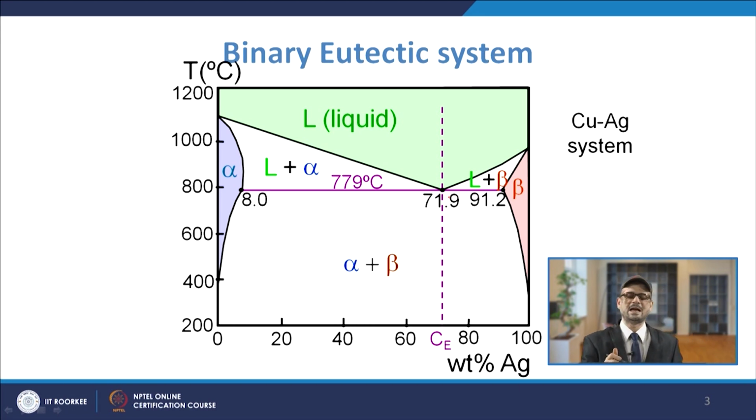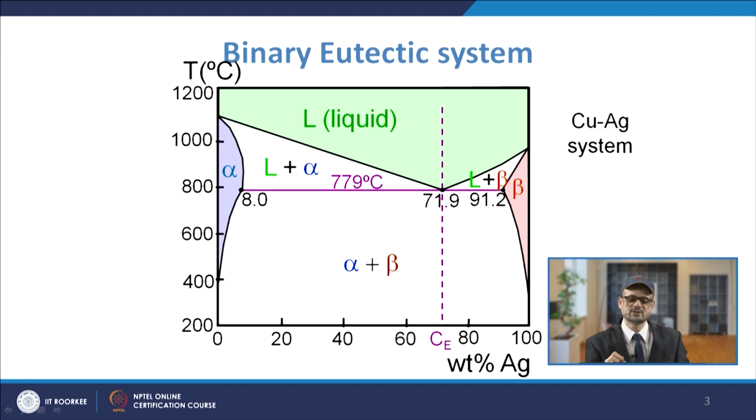As you see, at this point if there is any solidification, then this liquid will convert to the alpha as well as the beta. So this is typically for a copper silver system where you get such kind of traits, so you are getting the glimpse of this eutectic point.